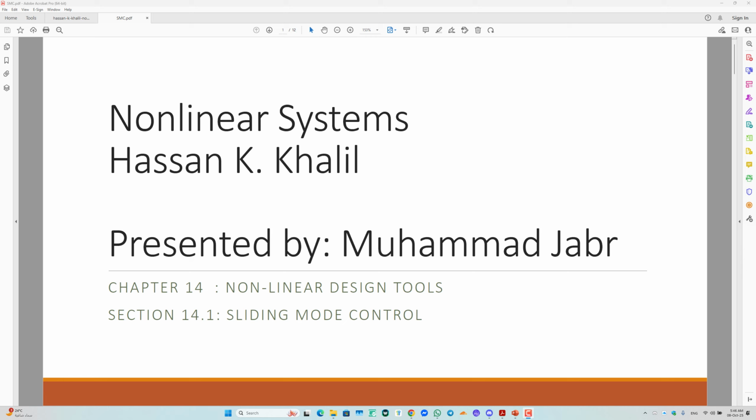Sliding Mode Control, also known as SMC, is a robust nonlinear control technique that forces the system's trajectories to a predefined surface called the sliding surface. We will have a look at its motivation, key properties, design procedure, and how it addresses its main challenge, chattering.